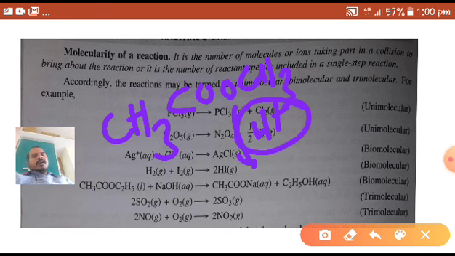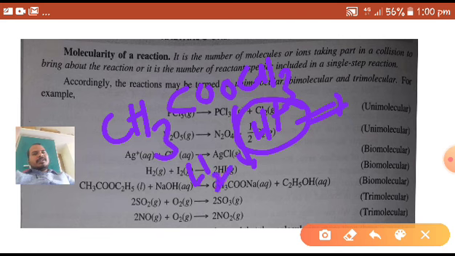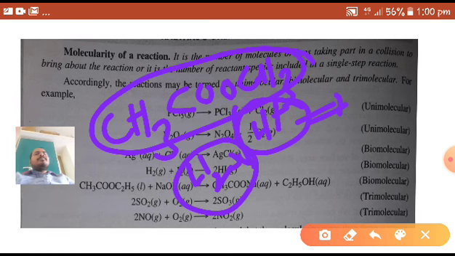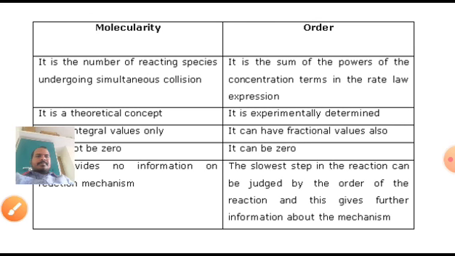The hydrolysis of methyl acetate in the presence of acid is a unimolecular reaction, so it depends only on the concentration of methyl acetate. That's why it is a unimolecular reaction. And saponification, that is, hydrolysis of methyl acetate in the presence of base, is a bimolecular reaction. This is about the molecularity of a reaction.